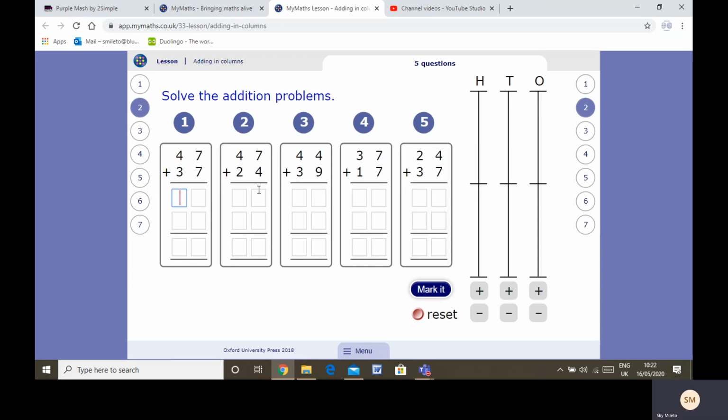So let's have a go at solving these addition problems using the long addition method. I'm not going to use the abacuses to help me, but if you want to pause it or have the lesson yourself, then you can.